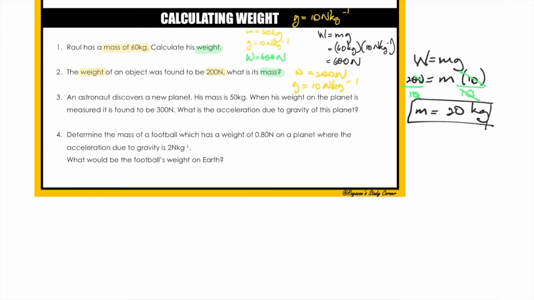In the same way, if they said, hey, we're on some different planet. This is my weight, this is my mass. Find what the acceleration due to gravity on this planet is. We can do that as well. And I think that is what question 3 is about. So you can pause this, try questions 3 and 4, and see how you feel about that. But calculating mass is really that simple. Well, not just mass, weight and acceleration due to gravity.